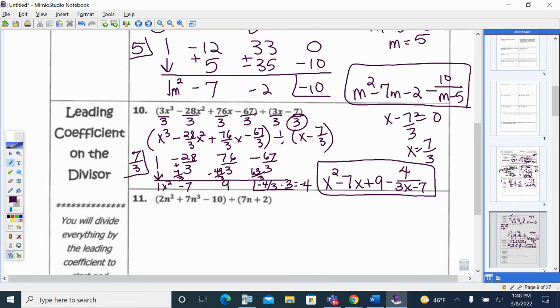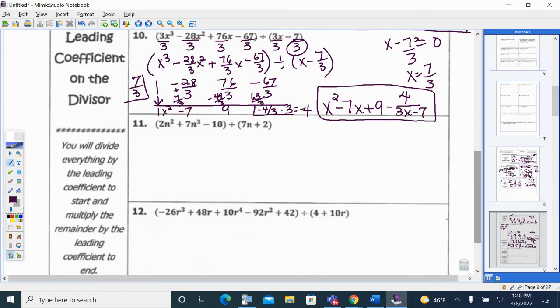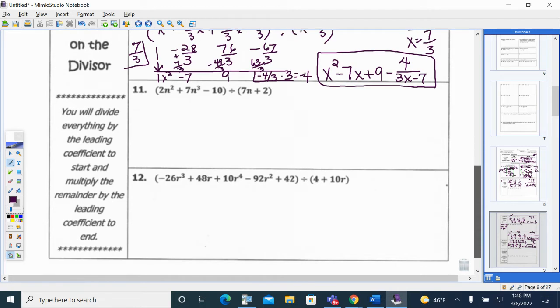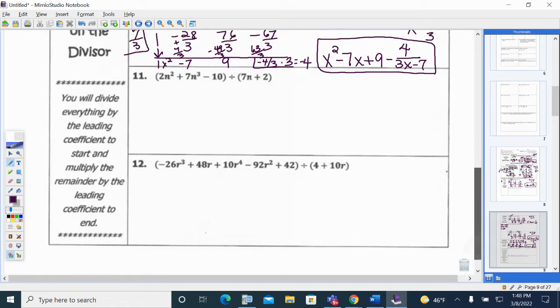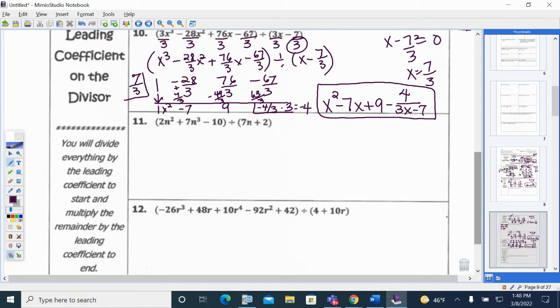Now let's do that again. On number 12, let me look at number 12. Number 12 is all kinds of messed up. It is not in standard form. It looks like I have, actually, you know what? Let me back up. Let me do number 11. The reason why I want to do number 11 is because number 11 is also all kinds of messed up. It's not in the correct order, and I see a missing term.